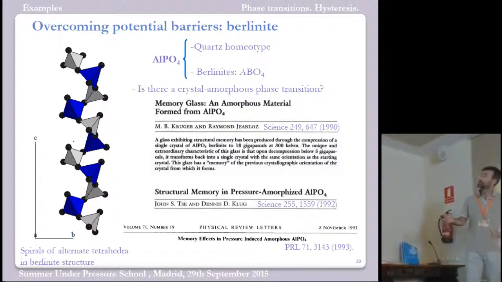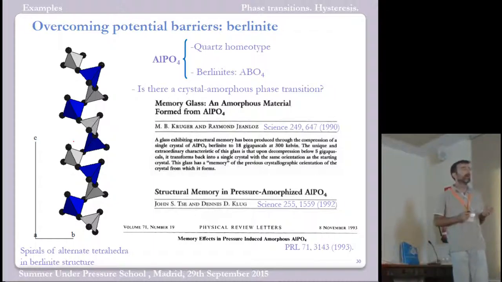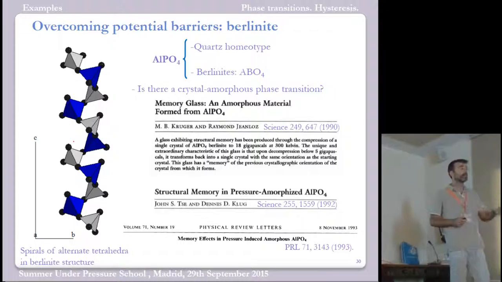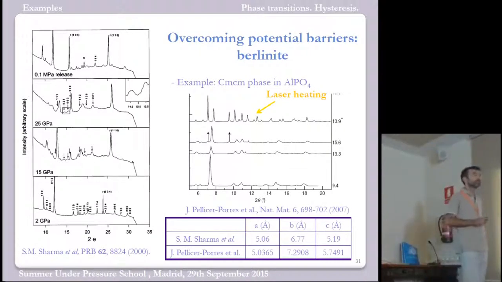Well, continuing with hysteresis, how to overcome these potential barriers? I'm going to speak once again about berlinite. This is a quartz homotype which drew attention because it was supposed to show, in this compound, a crystal to amorphous phase transition, with the particularity of the amorphous phase being elastically anisotropic. And also, it was thought that this compound has a structural memory, in the sense that in the reverse transition, you could recover the single crystal with the same orientation as before performing the pressure experiment. In fact, what happened was that you have a very, very sluggish phase transition.